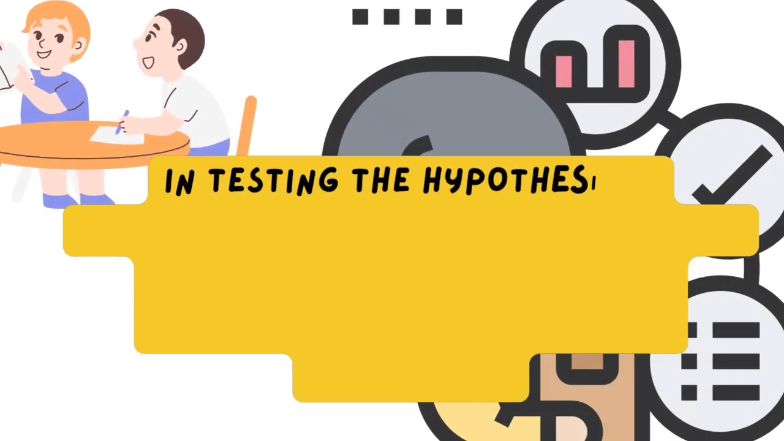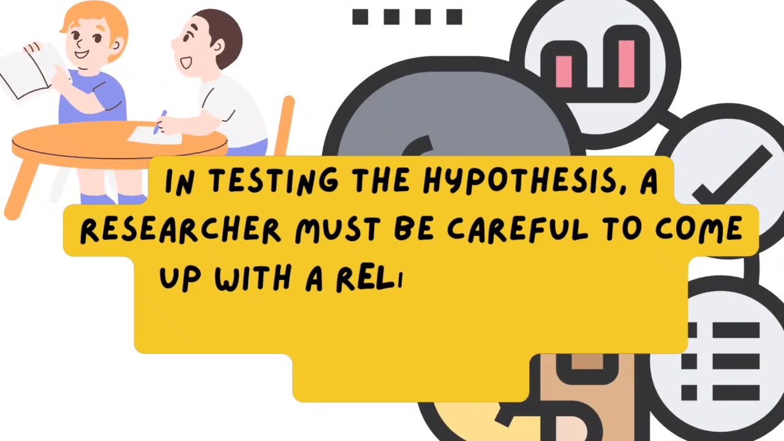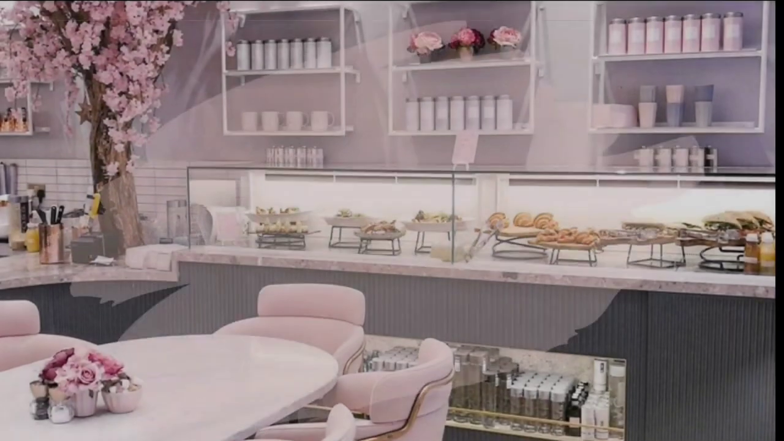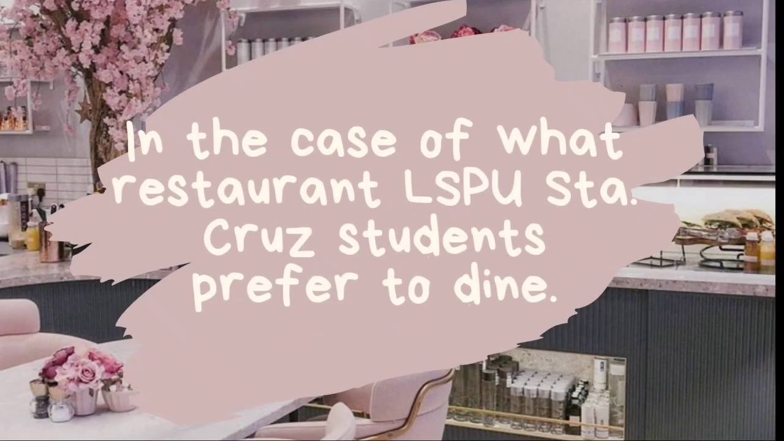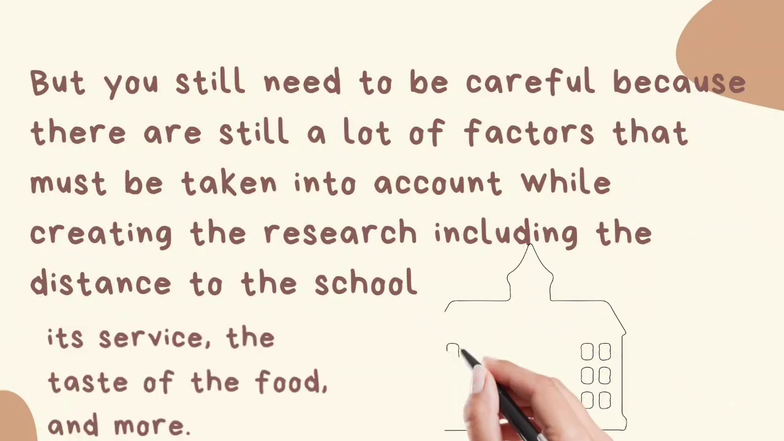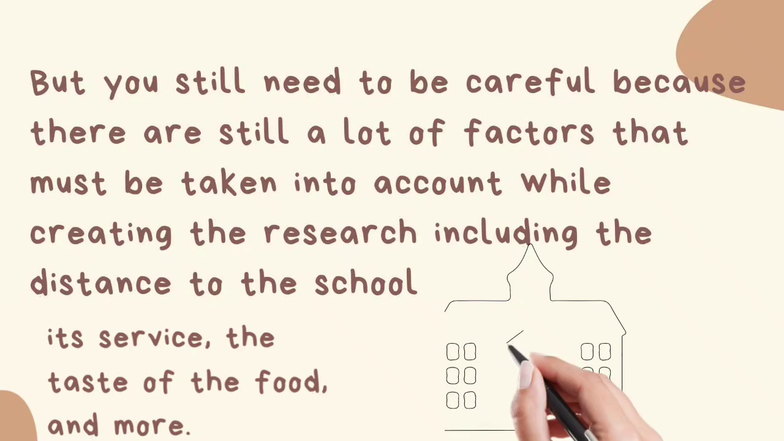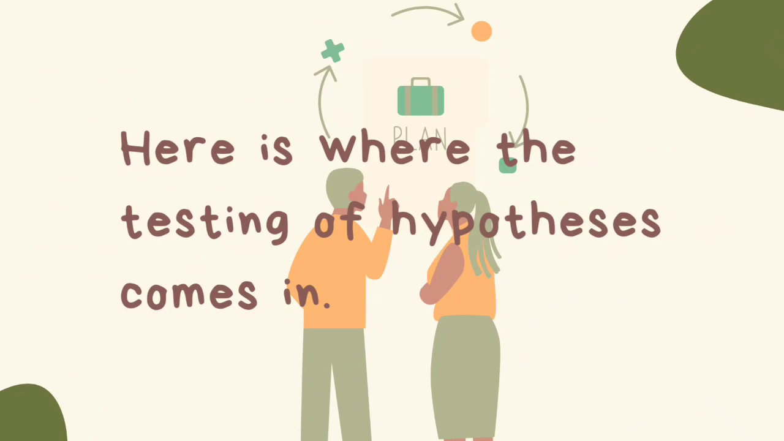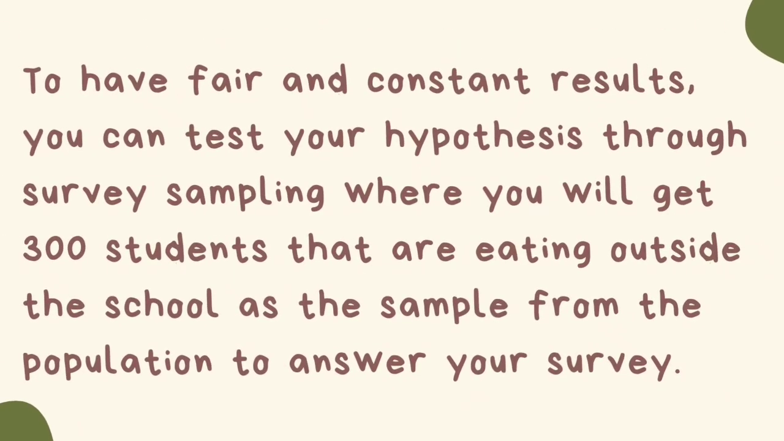In testing the hypothesis, a researcher must be careful to come up with a reliable and valid explanation of the observed phenomena. In the case of what restaurant LSPU Santa Cruz students prefer to dine, there are a lot of factors that must be taken into account. Here is where the testing of hypothesis comes in. To have fair and constant results, you can test your hypothesis through survey sampling, where you will get 300 students that are eating outside the school as the sample from the population to answer your survey.